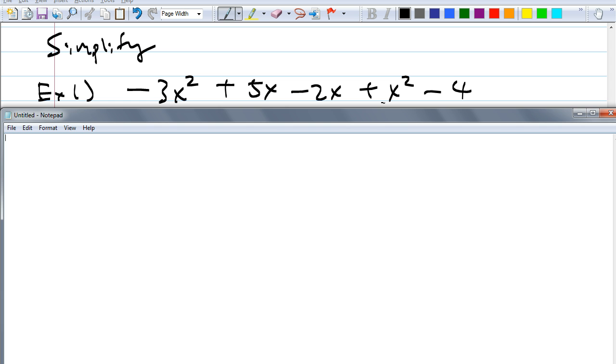Okay, so write it down. By the way, isn't this already simplified? No, it's not. You're right, because you see some like terms. Right? So before I do anything, let's do this one together.